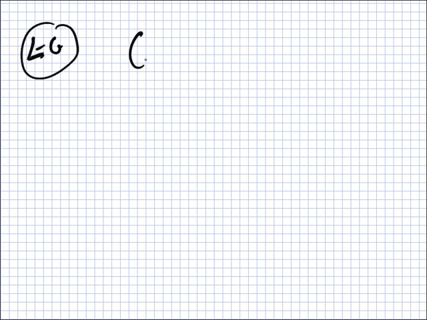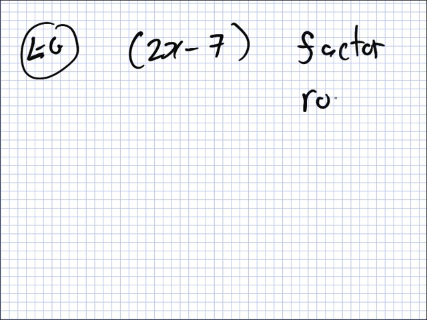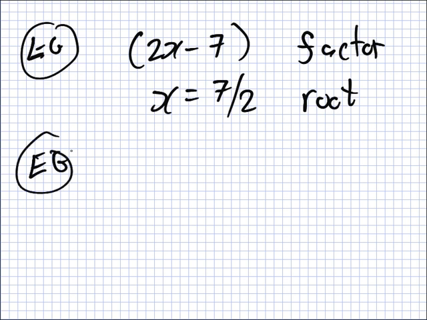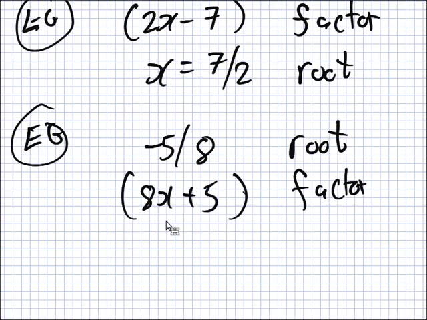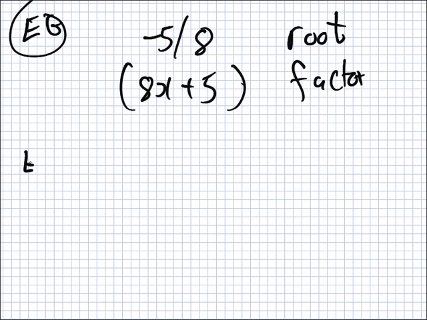If I say 2x minus 7 is the factor, then what do I say is the root? X equals 7 over 2. Okay, that was a quick one. Another quick one. If I say minus 5 over 8 is the root, then what is the factor? 8x plus 5. Okay, so you're all right with the basic stuff here. Now let's go on to one for you to try.